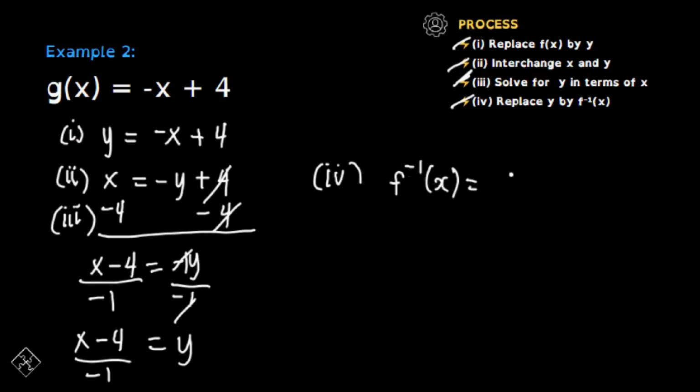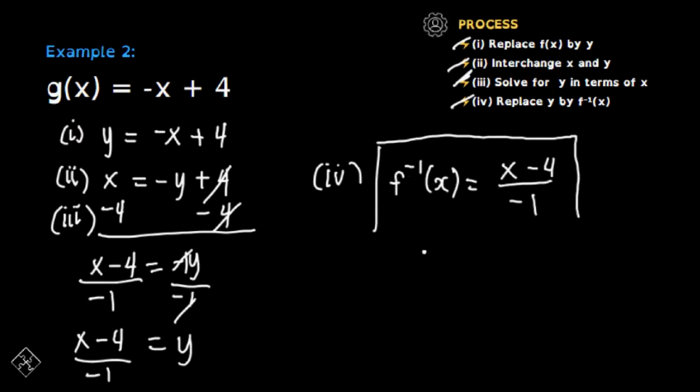F inverse of x equals x minus 4 over negative 1. Okay? And this should be your final answer in this case. So the inverse function of negative x plus 4 is x minus 4 over negative 1.